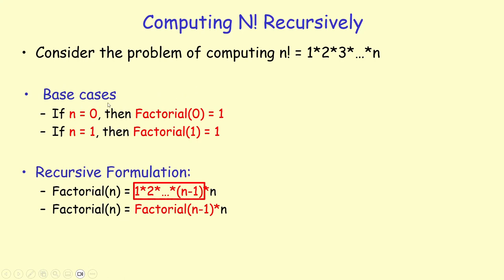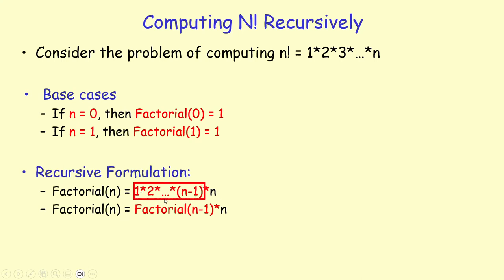Look at the base cases. This problem has two base cases. If n is equal to 0, then factorial of 0 is equal to 1. If n is equal to 1, then the factorial of 1 is also equal to 1. So that means if the problem is very small, like the size of the problem is 0 or 1, we don't have to divide the problem any further, we can just return the solution immediately. Otherwise, if the problem size is bigger than 0 or 1, let's look at how we can recursively formulate it. So factorial n is equal to 1 times 2 times n minus 1 times n.